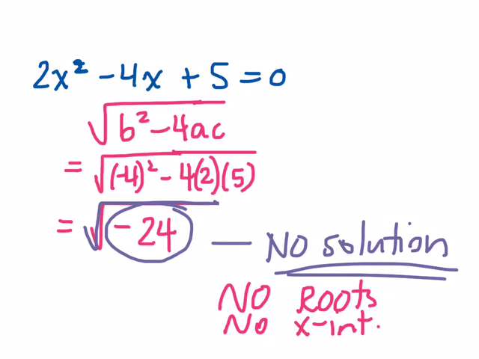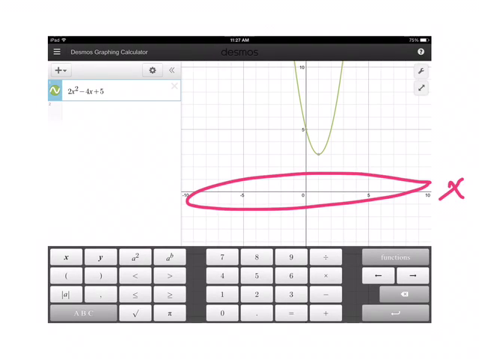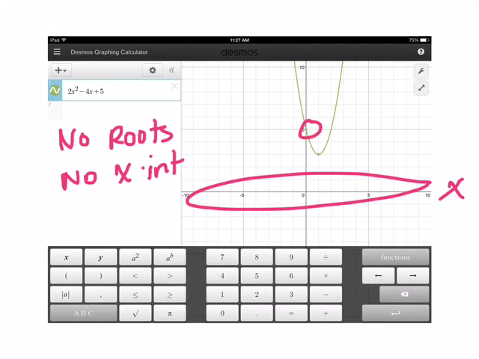So if there's no solution, that means that there are no roots, no x-intercepts, and that's possible. A parabola doesn't always have to hit the x-axis. It can be above it, it can be below it. There's no solution for this one. When we graphed this, you can see, does it hit the x-axis anywhere? No, so it had no roots. Does this hit the y-axis? Yeah, so it does have a y-intercept, but there are no x-intercepts.